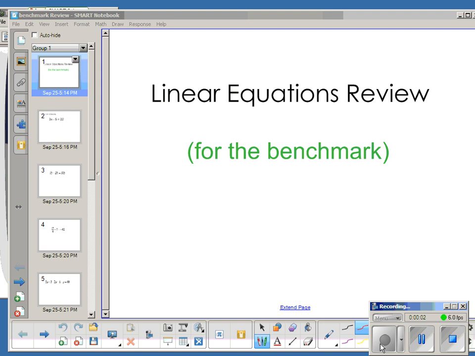Hello and welcome to the Linear Equations Benchmark Review. We're just going to go through examples that are very similar to the questions you'll be seeing on the benchmark, and it all has to do with solving equations.